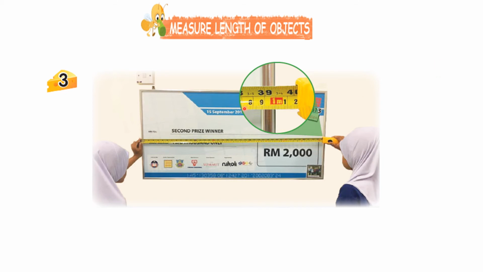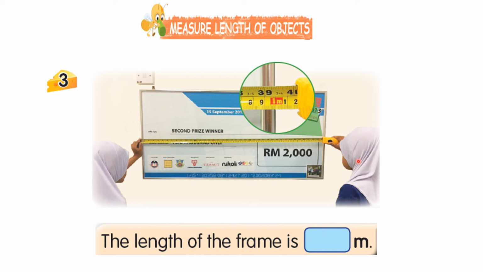Start from 0 and then look at the end. It meets here, 1 meter here. Look at the numbers below here. The numbers below here represent the meter, so we are going to refer to the numbers below here only. The red one, look here, 1 meter. The length of the frame is 1 meter.